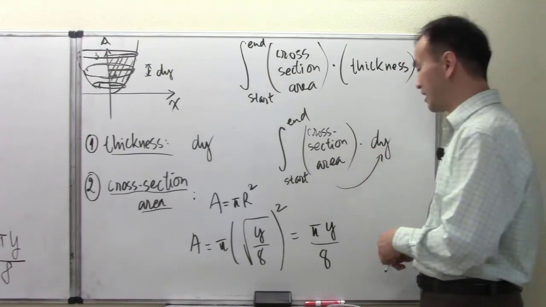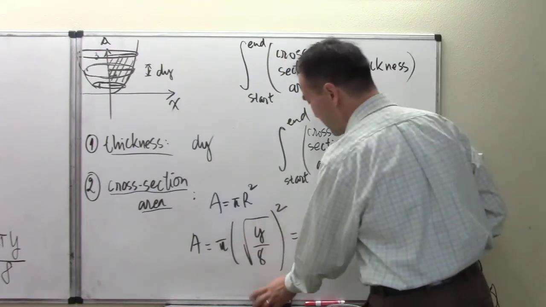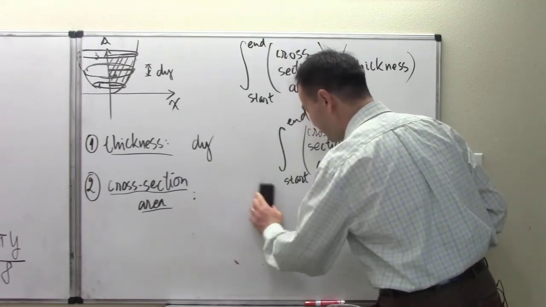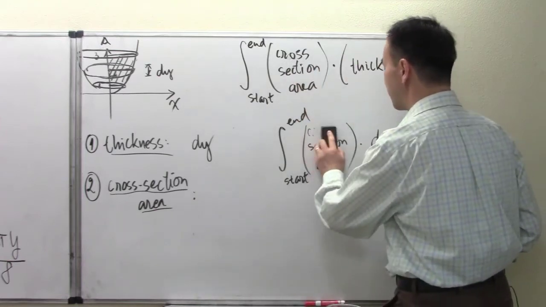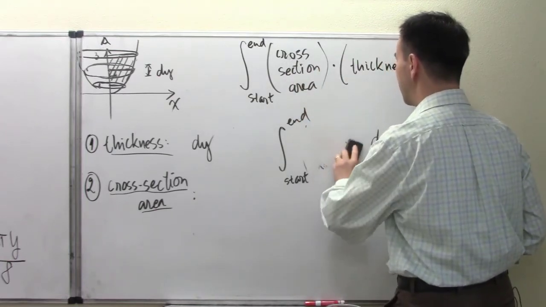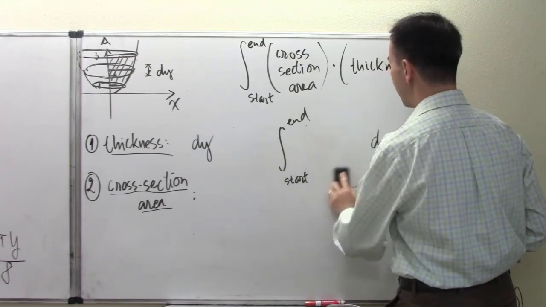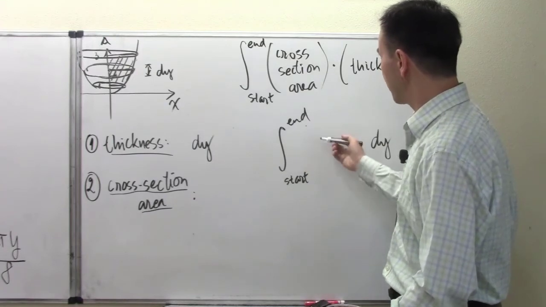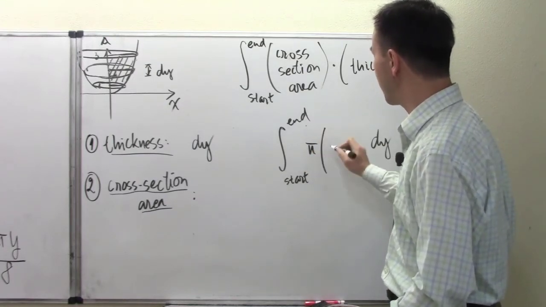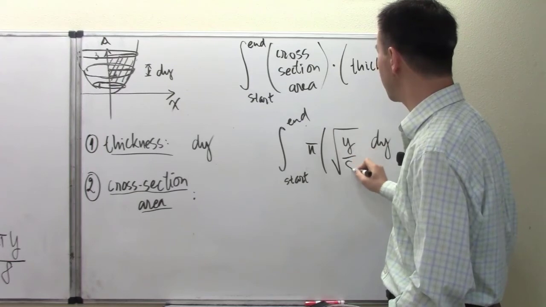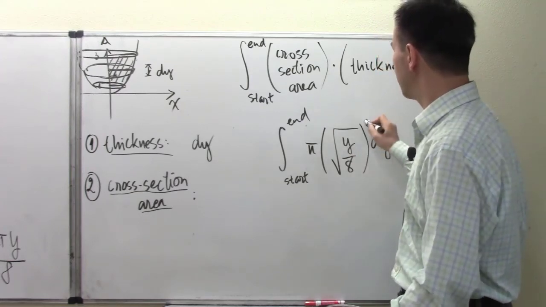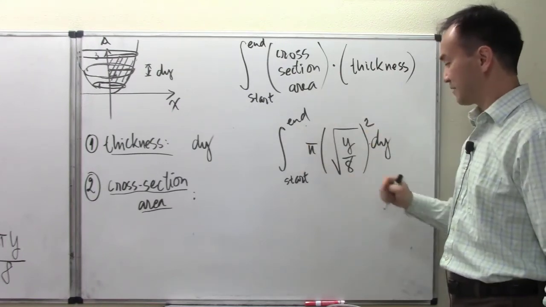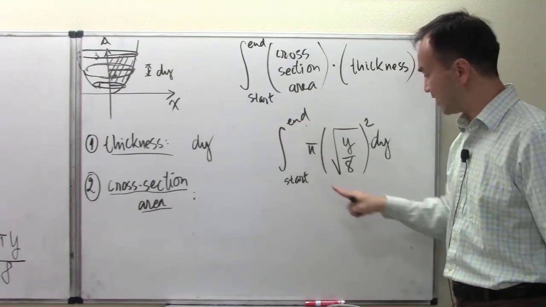Now I'm running short of space, so I'm going to erase this minor information, this deriving work right here. And I am going to put my cross-section area into the formula. So as we find any information, we're filling it in at the same time. So now I'm looking at pi times radius squared, which is a positive square root of y over 8, squared. And so we keep completing and getting more and more information completed here.